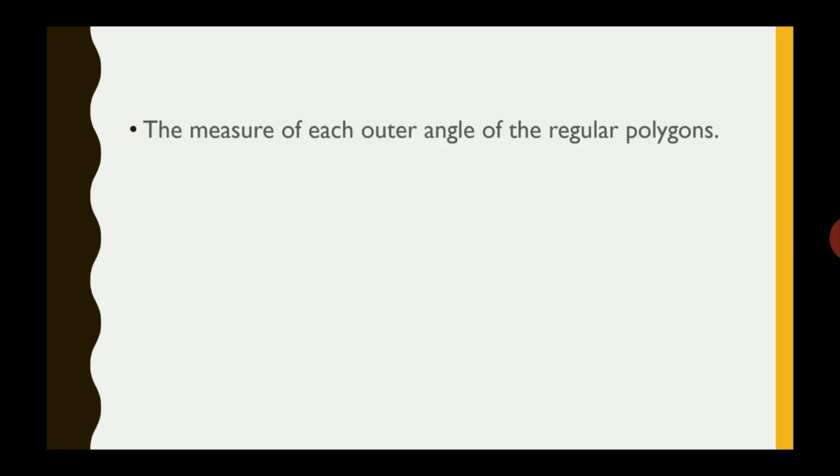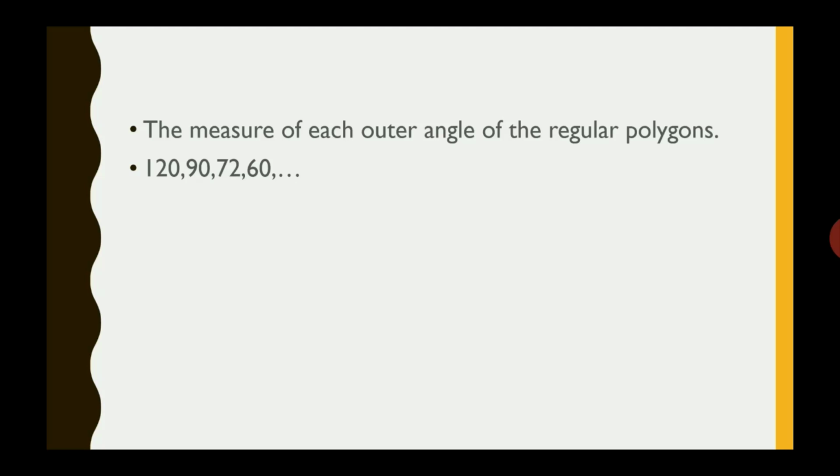Now let us consider the next. What was the next question? We have to find the algebraic expression for the measure of each outer angle of a regular polygon. So what is the outer angle of each regular polygon? What about an equilateral triangle? Yes, it is 120 degrees. And what about a square? It will be 90 degrees. And what about a regular pentagon? It will be 72. And what about a regular hexagon?